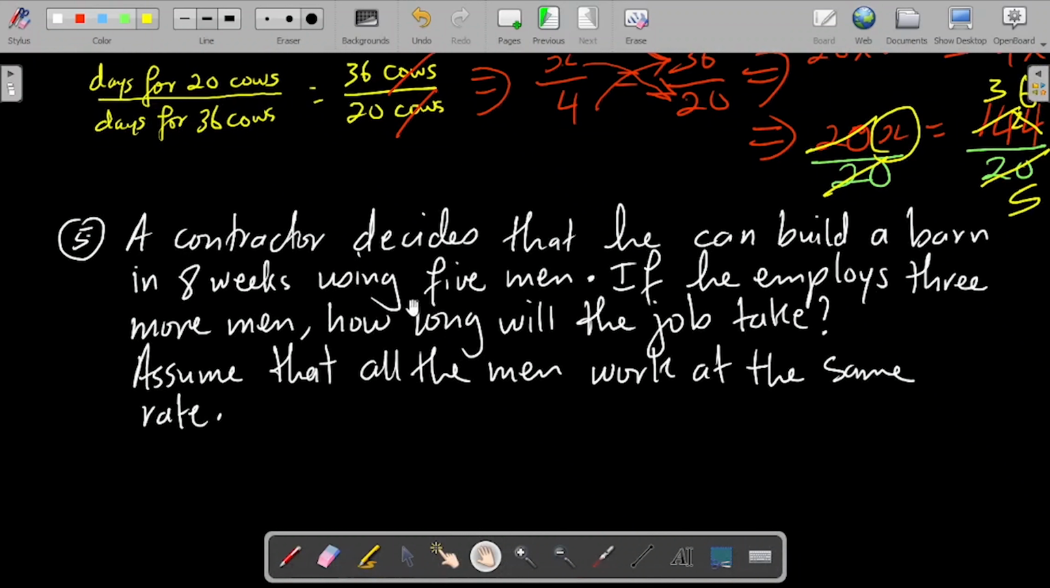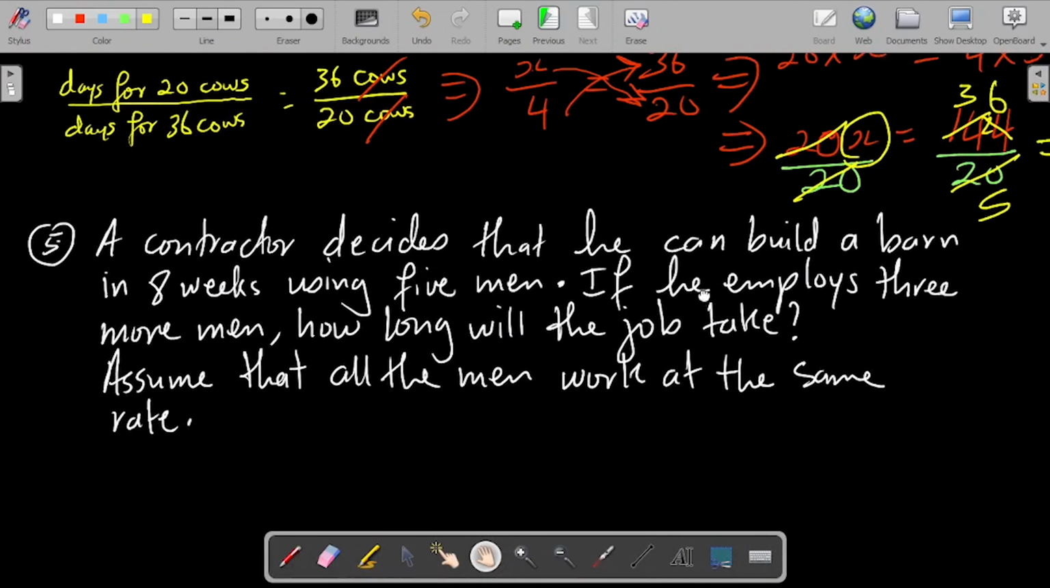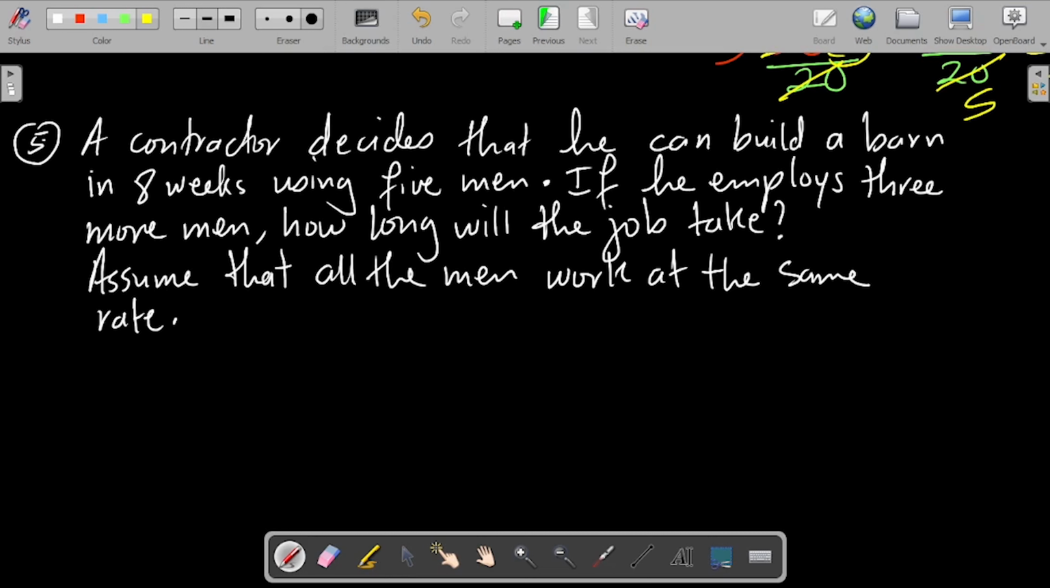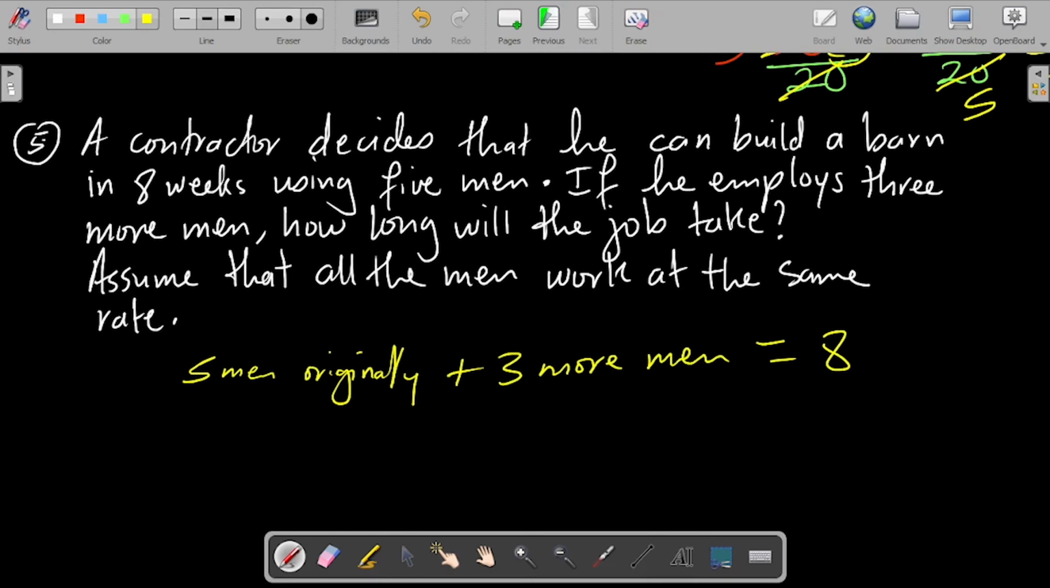It says here, a contractor decides that he can build a barn in 8 weeks using 5 men. If he employs 3 more men, how long will the job take? Assume that all the men work at the same rate. So we know that originally he had 5 men, right? 5 men originally. And then he hired 3 more men. That would give us 8 men now. So we know that 5 men would take 8 weeks. So we want to know how many weeks would 8 men take.